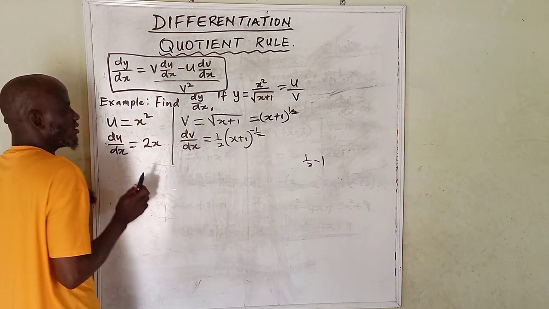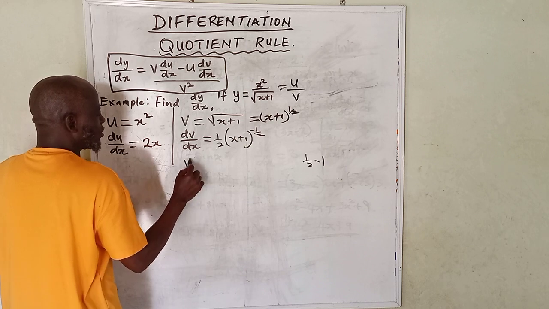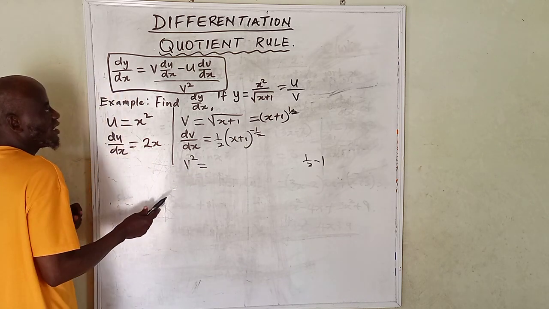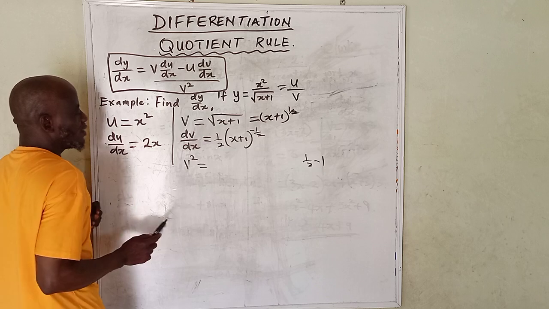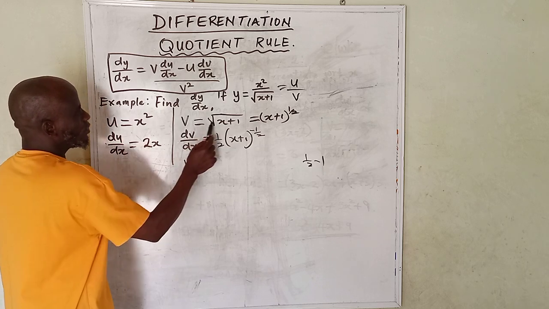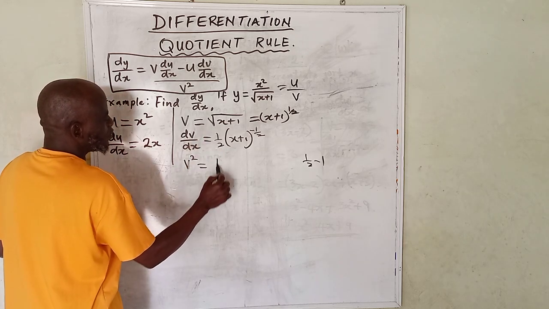Now that you have done this, you find this function v squared. Because in the formula we need the square of v. So don't forget, this is our v, then we square it.